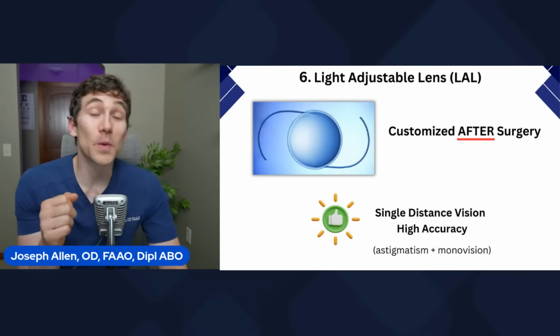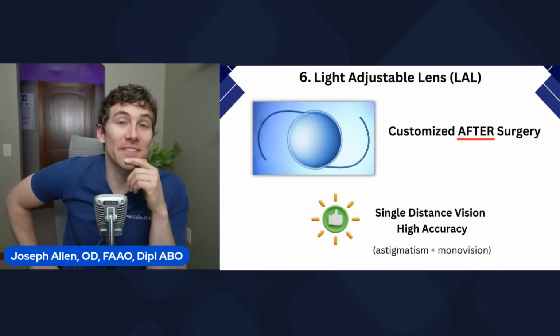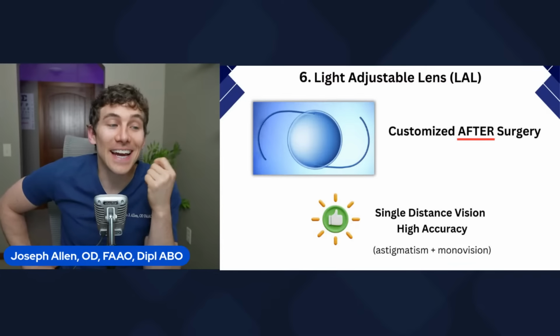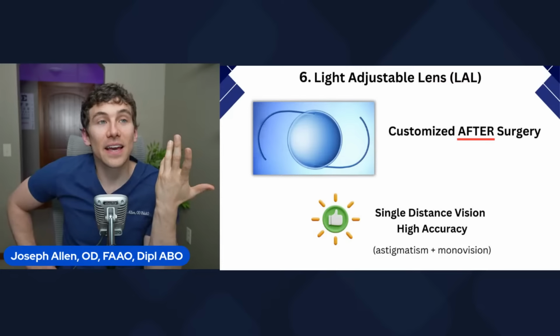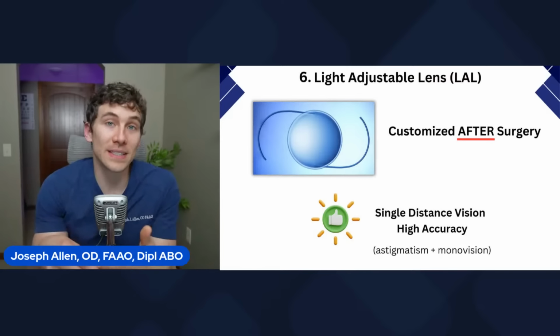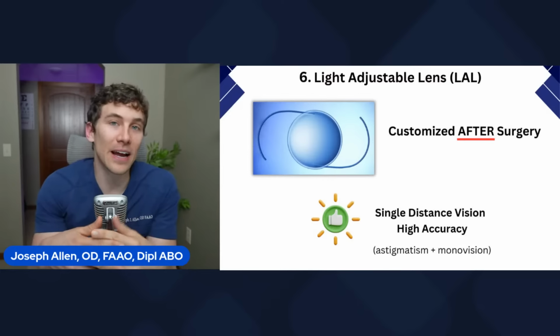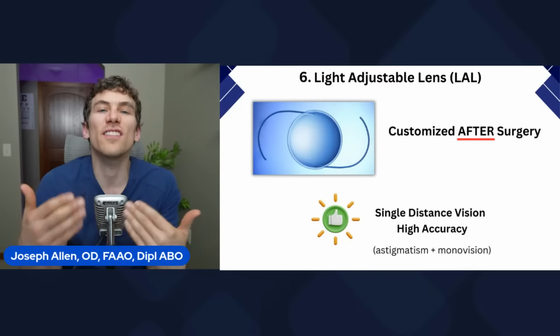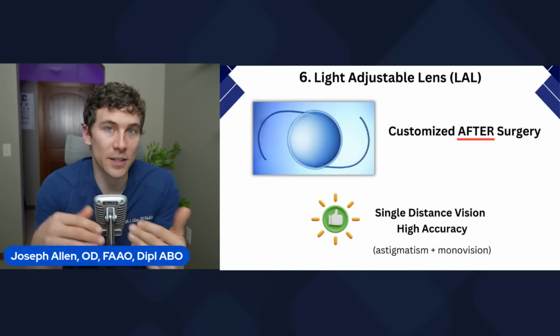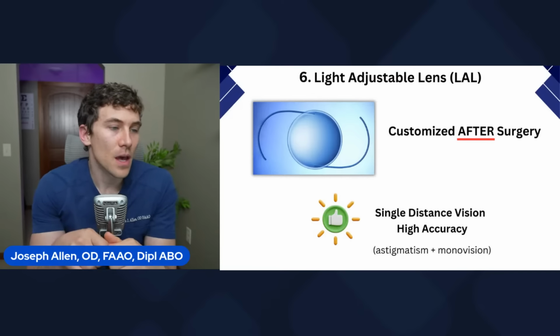Now let's talk about one of the newer technologies that have come out. This one's called the light adjustable lens, or the LAL. So this is a new and growing technology, and it's technically been out for a good maybe 5-6 years, but it's becoming more available around the world and certainly here in the United States.